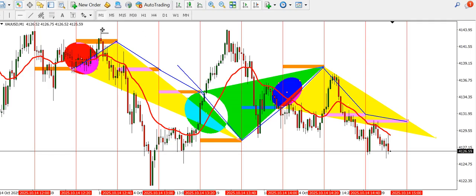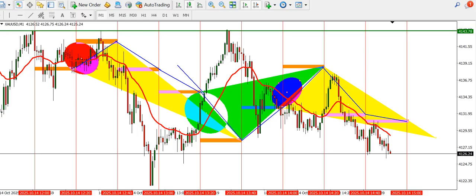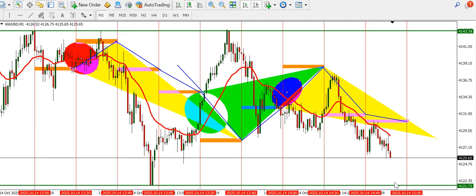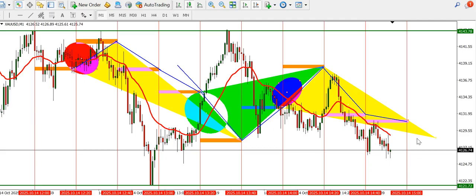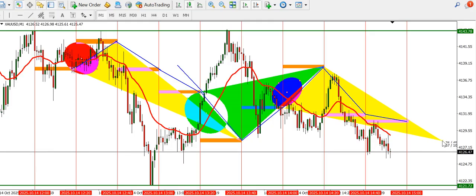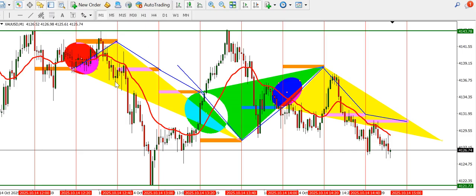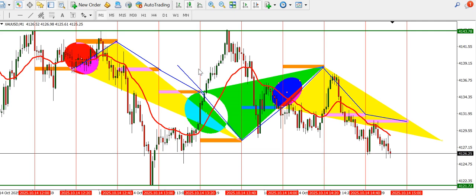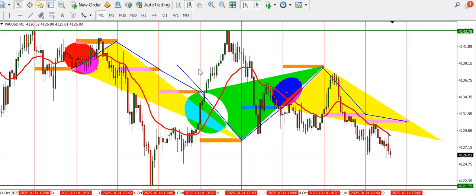Range top on the 1 minute is around here. Range bottom on the 1 minute is around there. So price is dropping towards the range bottom. So you might look for selling opportunities in line with this particular Mega Smash analysis.